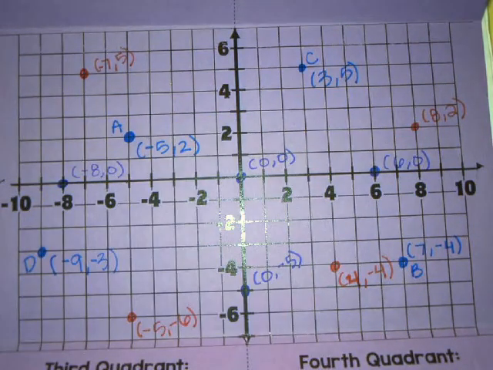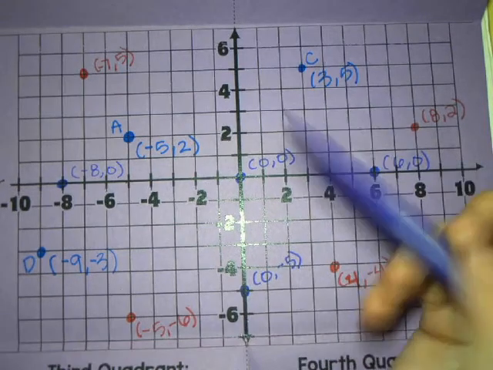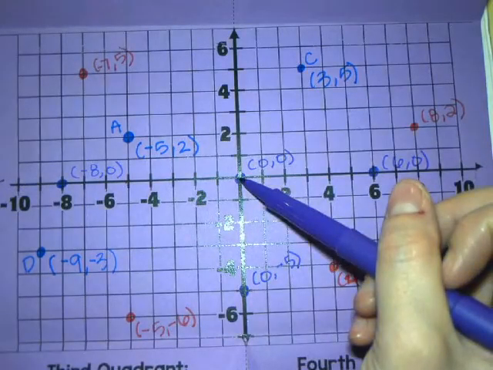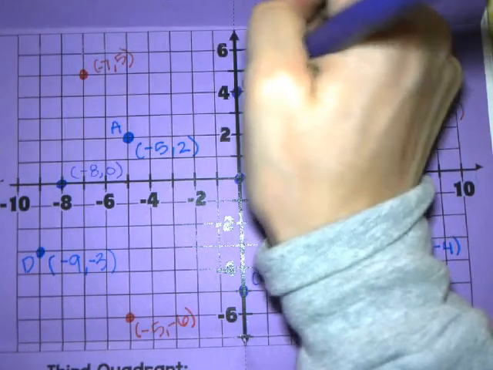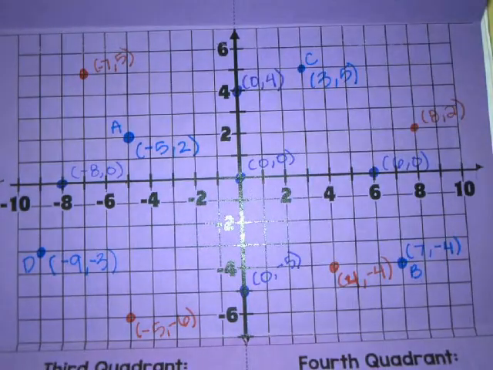All right, guys, give me 0, 4. Tell me how to do it. So you start at the origin, and then you go up 4 times. Very nicely done.